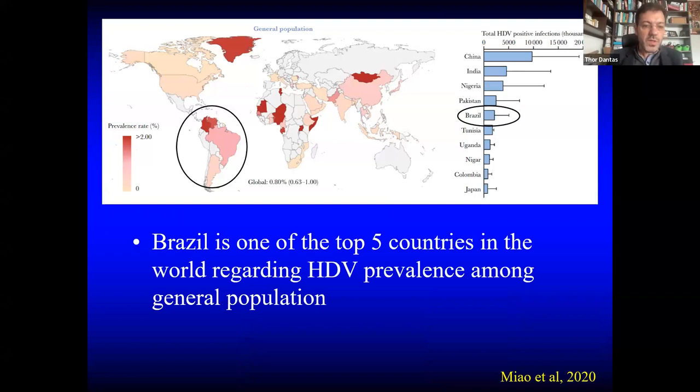I'll present some insights about the epidemiology of HDV in Brazil and Latin America. Brazil is considered to be one of the top five countries in the world regarding HDV prevalence among general population. But these maps are challenging to build and interpret, because as we can see, the whole country, Brazil, is painted in the same color, but it does not really represent the real epidemiology in the country. Other countries around Brazil in the north of South America are painted even redder than Brazil.